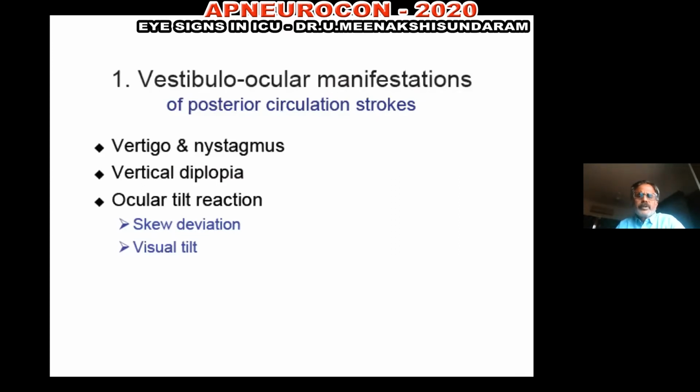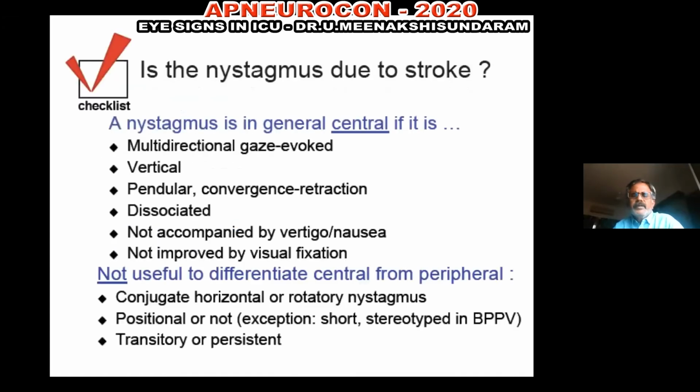We look at the vestibulo-ocular manifestations. We're going to be talking about vertigo and nystagmus, vertical diplopia, and the OTR, as I said. Is the nystagmus due to stroke? Is a pressing question for us when we examine the patient. And nystagmus is in general central.